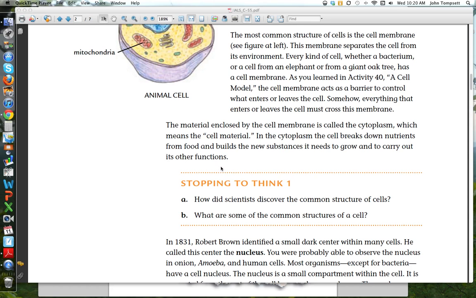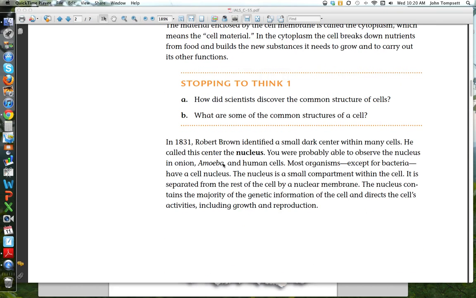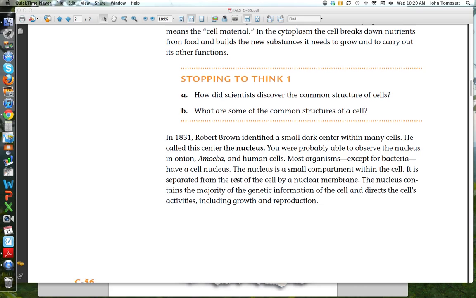In 1831, Robert Brown identified a small dark center within many cells. He called this center the nucleus. You were probably able to observe the nucleus in onion, amoeba, and human cells. Most organisms, except for bacteria, have a cell nucleus. The nucleus is a small compartment within the cell. It is separated from the rest of the cell by a nuclear membrane. The nucleus contains the majority of the genetic information of the cell and directs the cell's activities, including growth and reproduction.